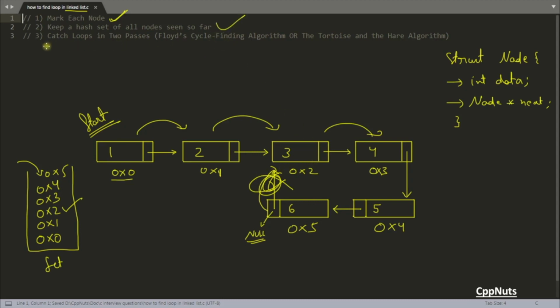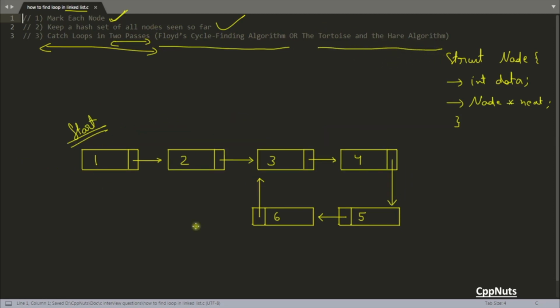Now let's look at the third one. This is very interesting and very famous in interview questions, and they expect this from you. So let's understand this one. Catching loops in two phases is also called Floyd's cycle finding algorithm or the tortoise and the hare algorithm. Why tortoise and the hare? We'll see that. So this is how it will look, and for this you need 2 pointers.